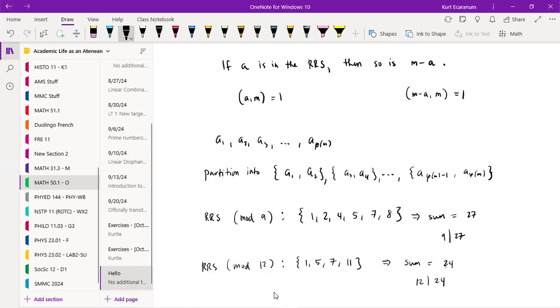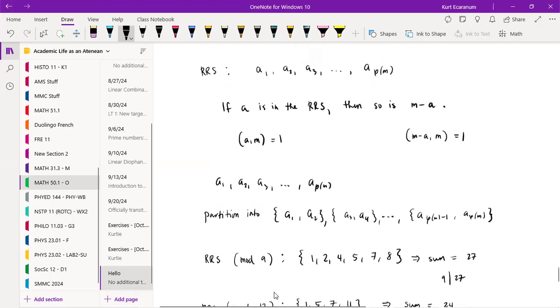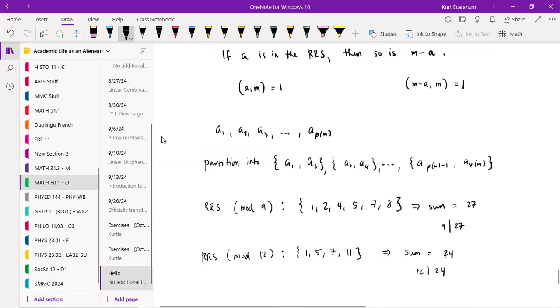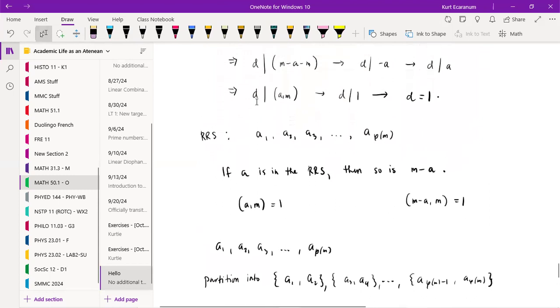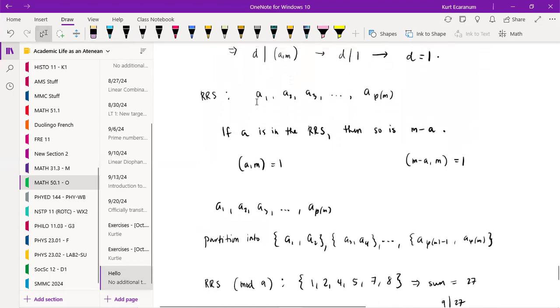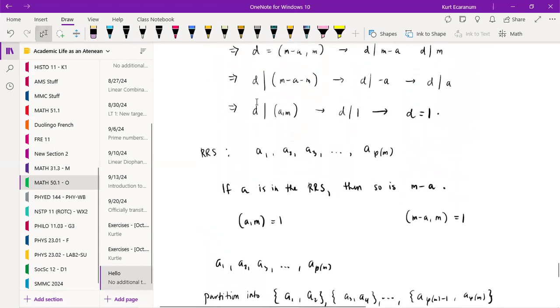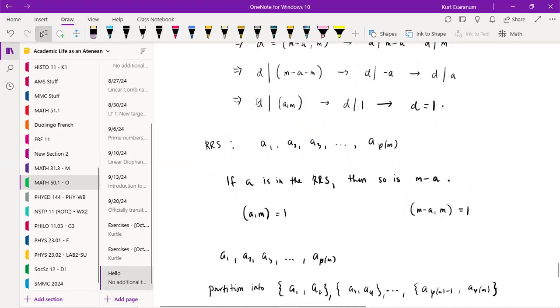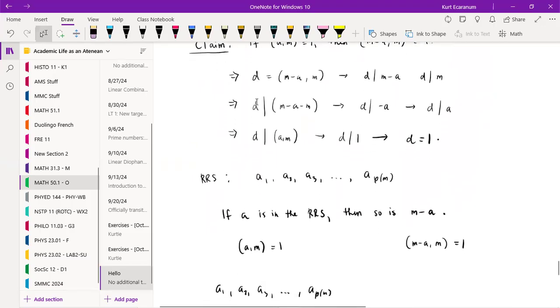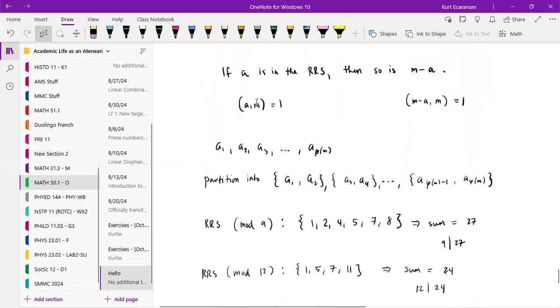So, ang idea dito is, balik tayo sa ideas natin. Prove. So, na-prove natin itong claim. Ibig sabihin, we can divide these phi of M integers into two pairs.